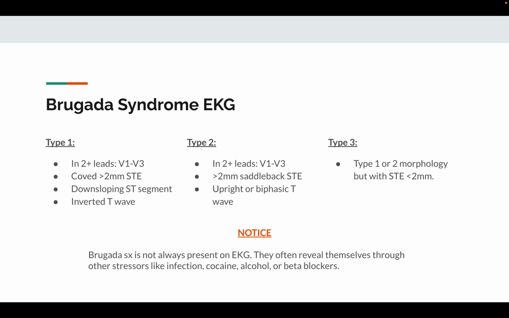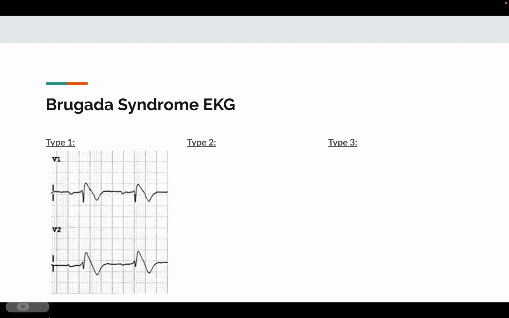However, Brugada syndrome is not always present on EKGs. They often reveal themselves when the patient is under a different stress. Maybe they are infected with something, they're using cocaine, alcohol, or even beta blockers can make this pattern show up on EKG. So here's our type 1, right?